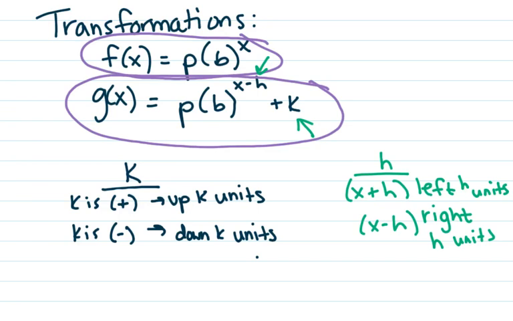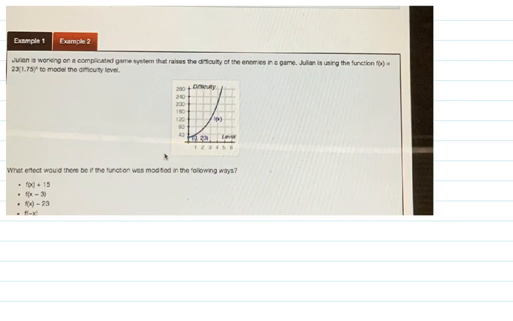Okay. And so it does get a little bit tricky because it's the opposite of what you would think that it is. All right, so this next example, it says Julian is working on a complicated game system that raises the difficulty of the enemies in a game. Julian is using the function, so there's our function to model the difficulty level. Here's our graph. What effect would there be if the function was modified in the following ways? So we're going to start with A, which is f of x plus 15. So just like in my exponential model, if I added 15 to the end, I was moving it up. And so it's the same concept here. So 15 is added to the end of the function. And so this would be moving your graph up 15 units.